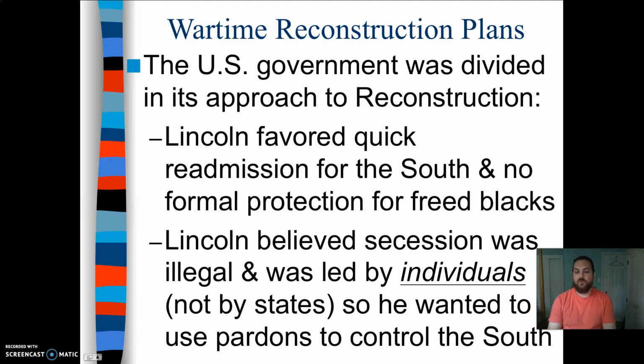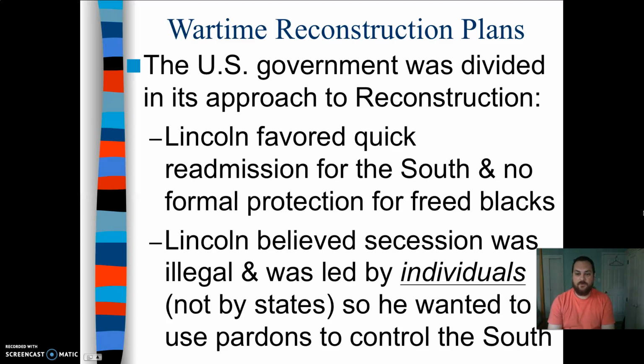Lincoln, remember, wants to bring them back in as easily as possible. But he did not at first want to make it necessary to have any formal protection outside of the Constitution as it was for the freed slaves.